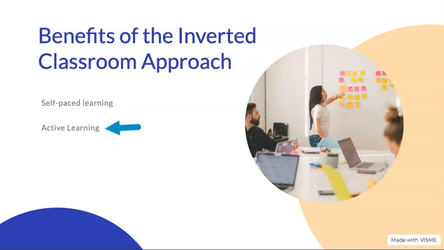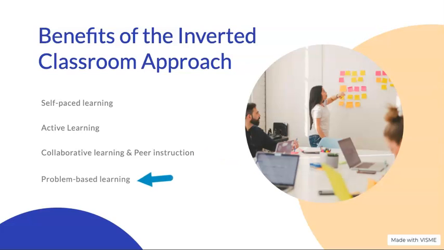It also encourages active learning. The students not only have to learn the content, but they have some tasks to complete once they prove they've understood the material. It also encourages collaborative learning and peer instruction. You can assign a whole different array of collaborative tasks, online materials that they can work on together, and also have feedback from their peers. It's also a way to encourage problem-based learning. This is where you present them with the material and then give them a task, and they have to figure out how to solve it.